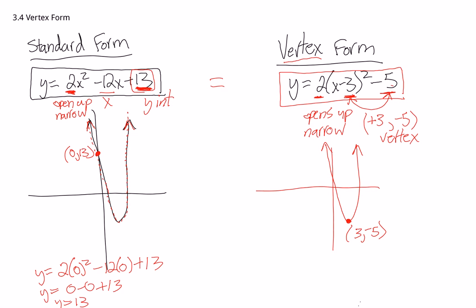It doesn't give us the y-intercept. We didn't know that the y-intercept was 13 here. We did in the standard form. In this new form, we don't. So standard form is good for the y-intercept. Vertex form is good to give you the vertex. So let's do one or two more quick examples.